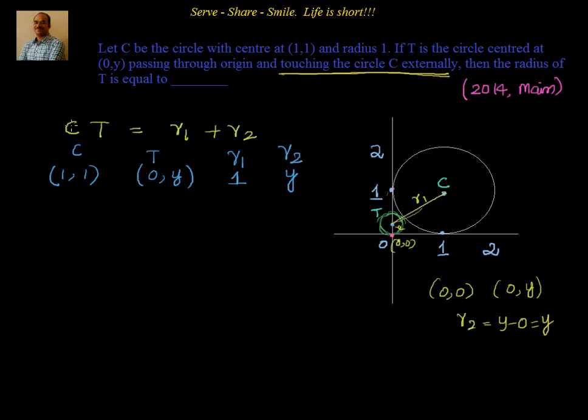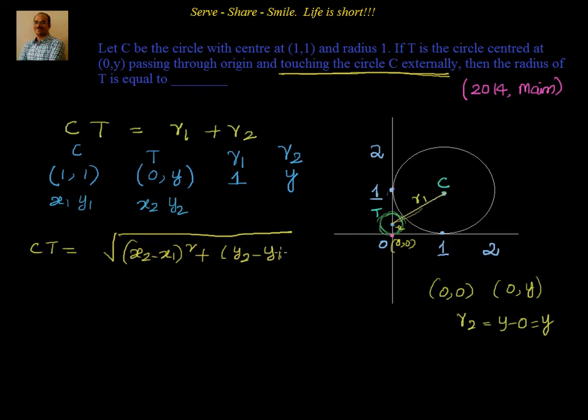Now let's apply this formula. First we'll find out the distance between CT. For that, the formula we use is the distance between 2 points. Let us say this is (x1, y1) and we have (x2, y2). So the formula for the distance between 2 points, CT, is equal to the square root of (x2 minus x1) whole square plus (y2 minus y1) whole square, that is equal to the square root of (0 minus 1) whole square, that is 1, plus (y minus 1) whole square.